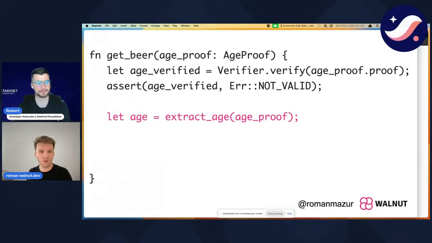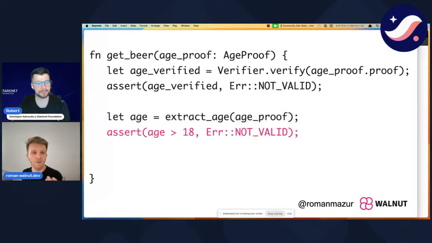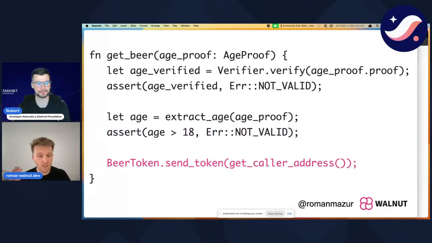The second thing it will do is extract the age from the proof. If the age is over 18, it will be okay. But if it's less than 18, it will throw an error. So that's the second thing the contract does. And the last thing, if everything is fine and no error was thrown, it will send the beer tokens to the person. So this is the core logic of the contract.